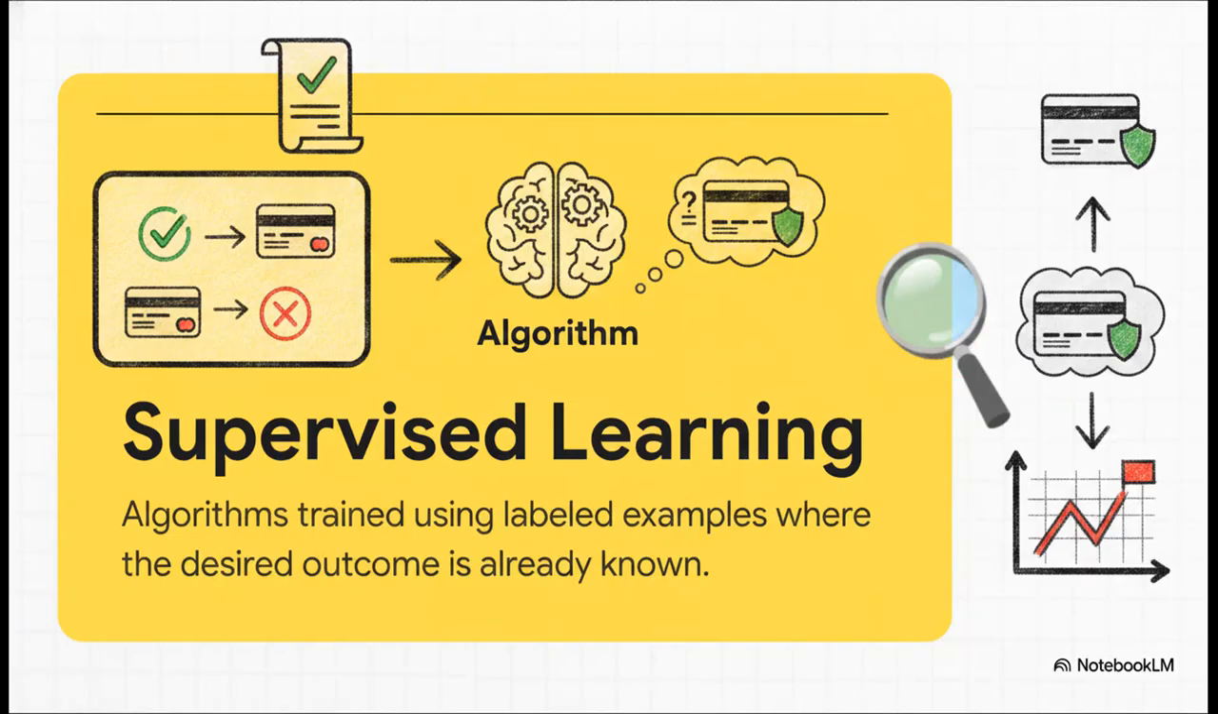First up is supervised learning. This is where algorithms are trained using explicitly labeled examples where the desired outcome is already known up front. It's basically like giving the computer an answer key. The learning algorithm receives input instructions along with the correct outcomes, then it compares its own predictions to those accurate answers and flags any errors to improve itself.